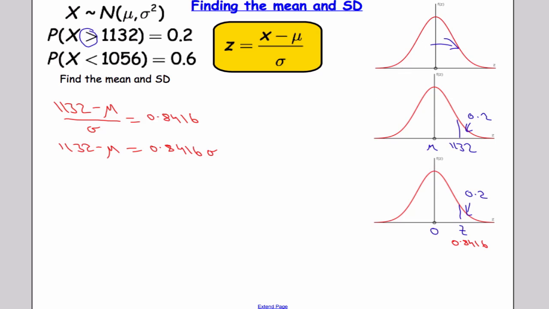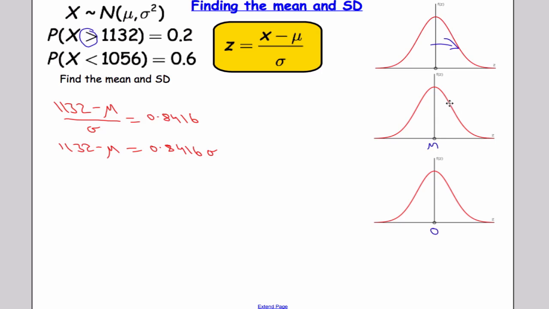Now I'm going to make a little bit of space here by wiping these out because I'm going to have to draw another couple of diagrams. So I'm also told that the probability x is less than 1056 is 0.6. Okay, we got a large probability. It's greater than 0.5 and we're looking to the left.